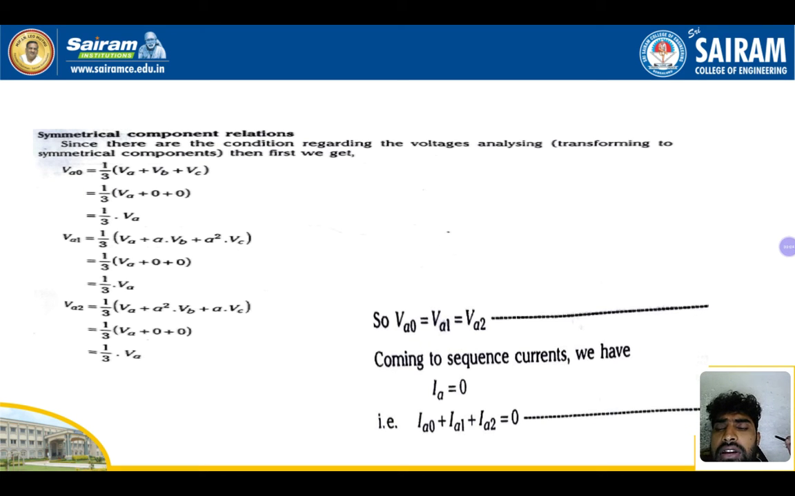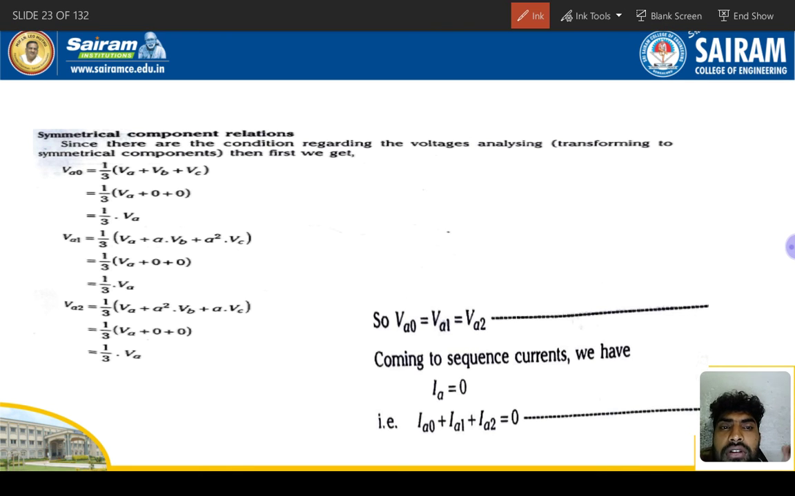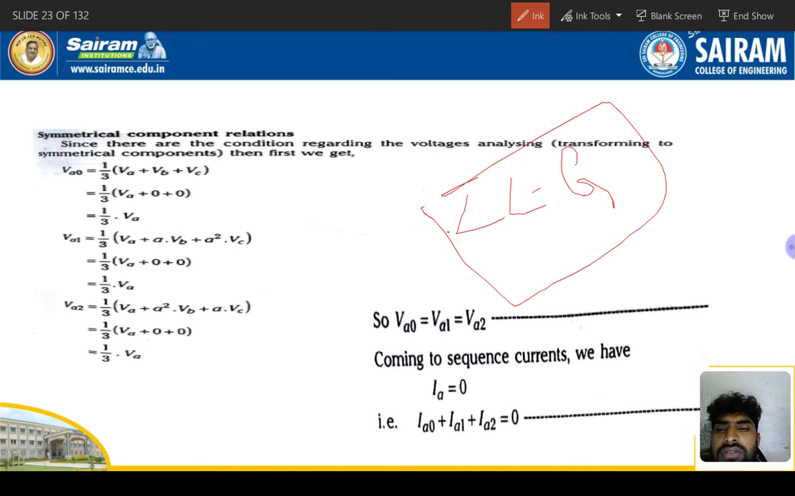Let us discuss the continuation of the double line to ground fault, that is the LLG fault. We need to determine the symmetrical component relationship. For the double line to ground fault, if you want to calculate the zero sequence component, it is 1/3 (VA plus VB plus VC). VB and VC are equal to 0 because the fault occurs in the B line and C line, so only VA will be there. So we get 1/3 VA.